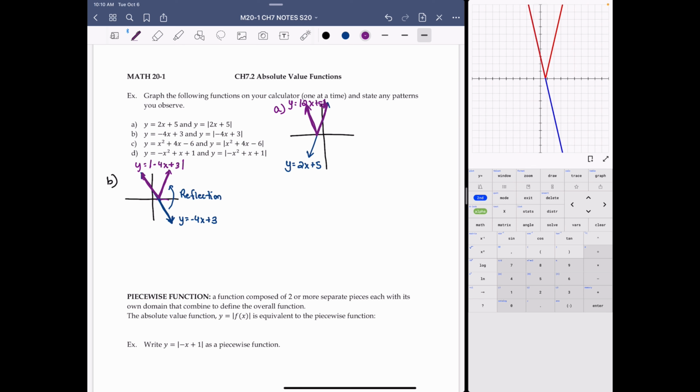Okay, so any y value on a graph that is negative, that is down here below the x-axis, when we take the absolute value of that function, it's going to turn into a positive, so it's going to be reflected up above the x-axis to that reflected line that we have there. C.